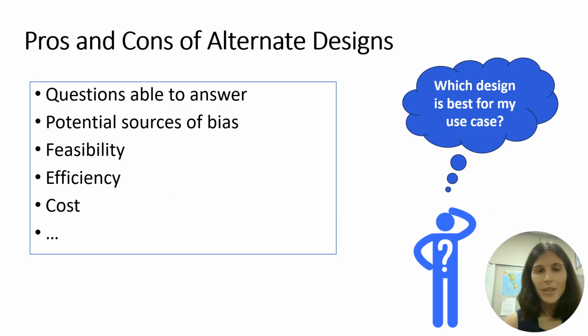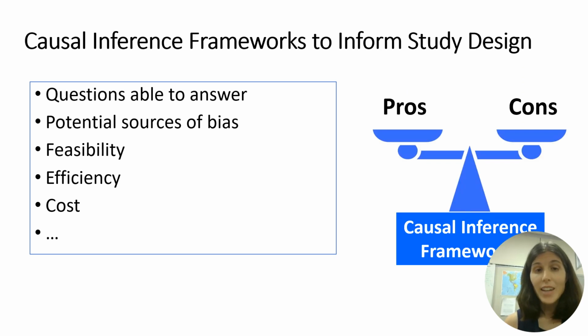So these two designs have different pros and cons. They're able to answer different questions, they have different potential sources of bias, and there are differences in the feasibility, efficiency, and cost of the two designs, leading us to ask which design is best for my use case. To try to answer that question, I will discuss the pros and cons of the different designs using causal inference frameworks.